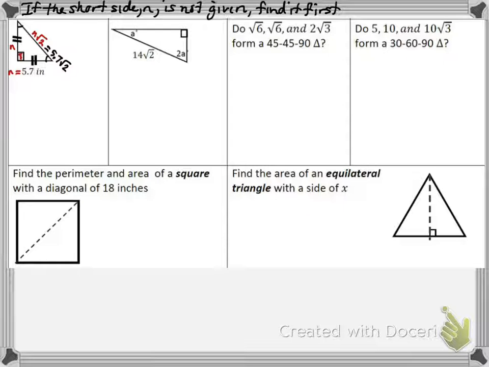So I have 5.7 root 2. And I also have this side over here is just 5.7. When you look at this in your handbook, every single side is already labeled as a letter, so it's easier to write down what you're doing.